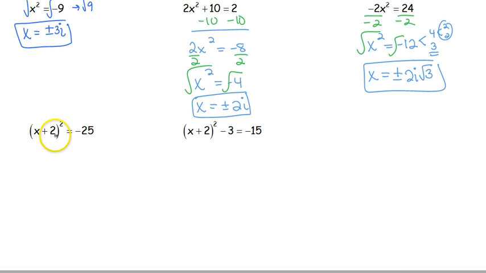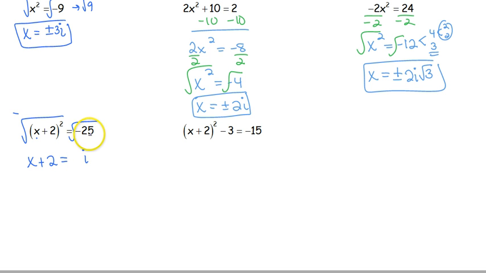If I have x plus 2 quantity squared, I want to get to that x. I can't get to the x until I unlock the parentheses, which means I have to get rid of that squared symbol. The opposite of squaring something is taking the square root. Those two cancel, leaving me with an x plus 2 on the left. On the right, I've got a negative, so I know I've got an i.